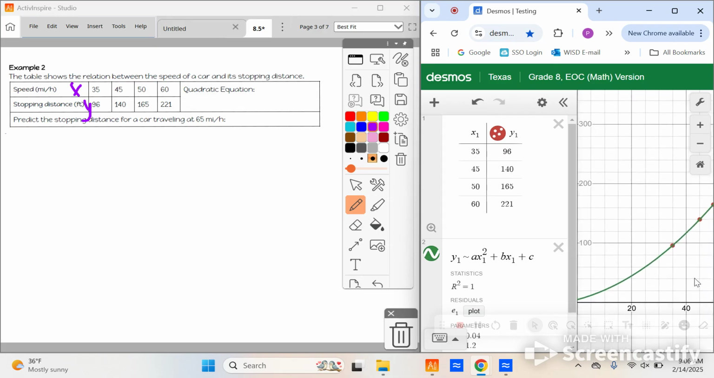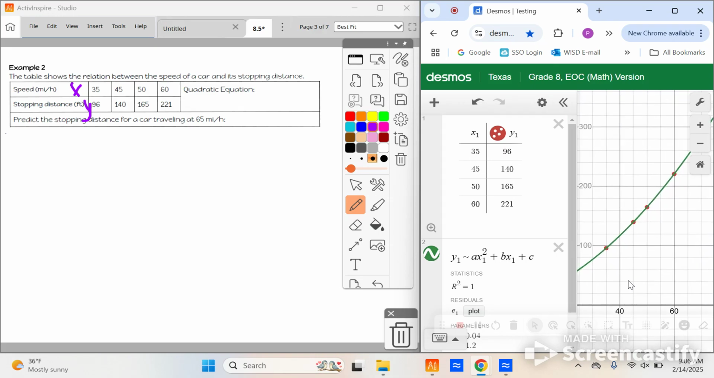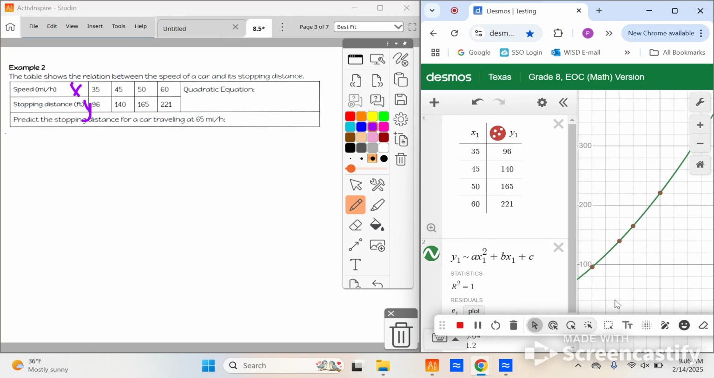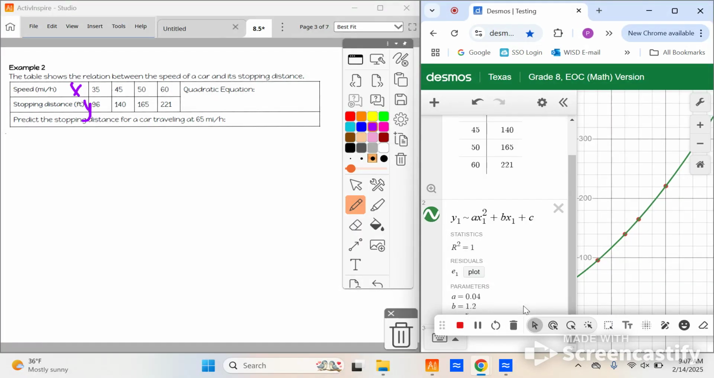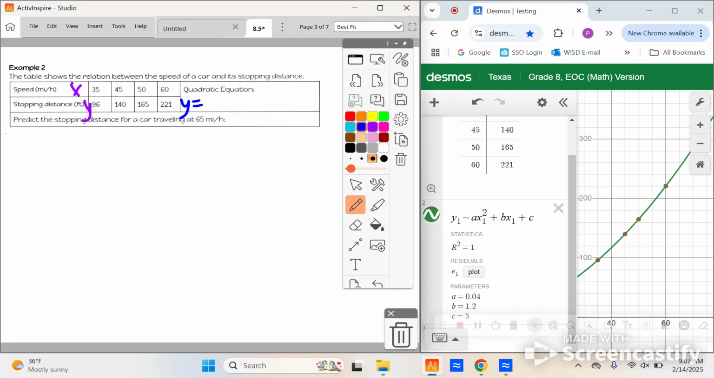And you'll notice they're all in the positive because you can't travel a negative miles per hour and you can't stop in a negative amount of feet. So we're only focused on the positives of this parabola. So our A value is 0.04. So y equals 0.04x squared. Our B value is 1.2. And our C value is 5.